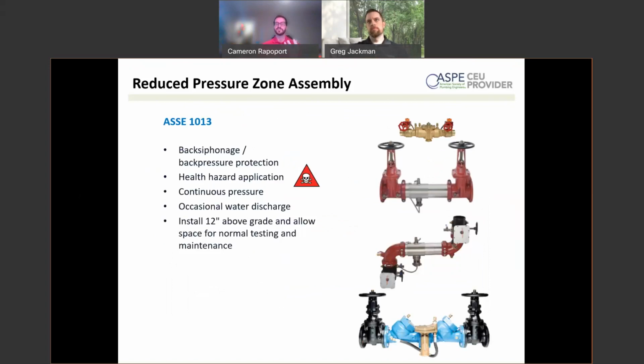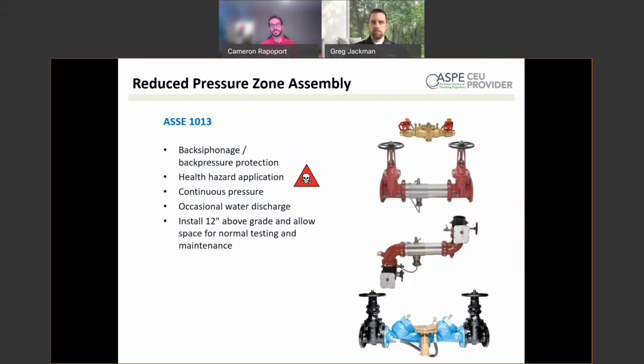What is your high hazard device? It's a reduced pressure zone assembly. You hear them called RPs or RPZs. These are ASSE 1013 devices. And there you're going to use them for those health hazard applications when you have added chemicals, when you have non-potable auxiliary water supplies, or just when the AHJ requires it.